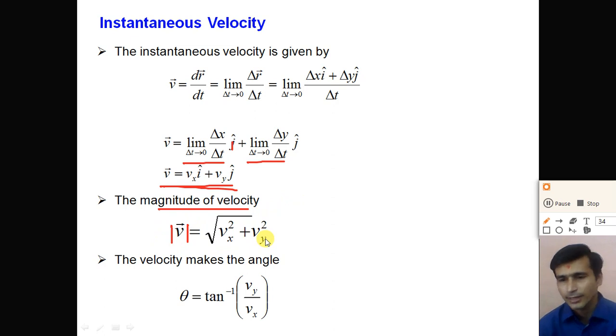How can we find the magnitude of any vector? The square root of the sum of the squares of the components. Here the two components are vx and vy, so the magnitude of the velocity is the square root of vx squared plus vy squared. Now, how do we find the angle the velocity makes with the positive x-axis? Theta is equal to tan inverse of the y component divided by the x component. We will see how to calculate this later with the help of an example in this video.